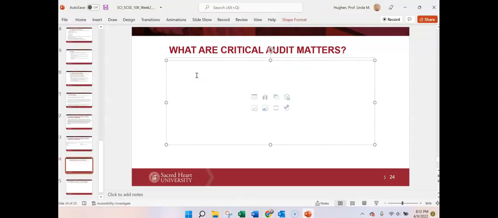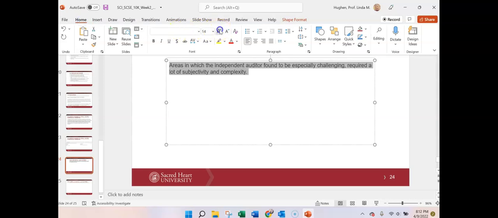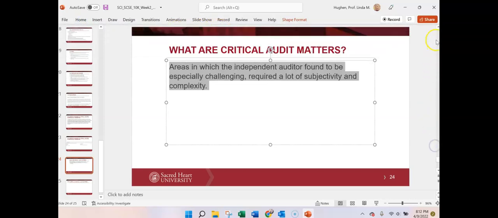So let's put that in here. These are areas in which the public accountant, or the independent auditor, found to be especially challenging, and that required a lot of subjectivity and complexity. So these are the areas where the auditors are saying, we had to use more judgment here. It wasn't so black and white to assess whether these areas were in compliance with GAAP. We tried our best for these estimates.